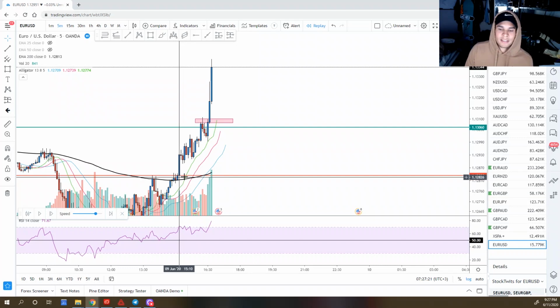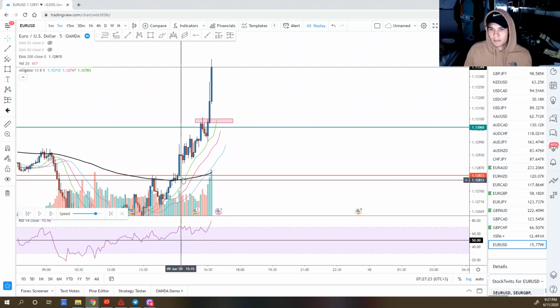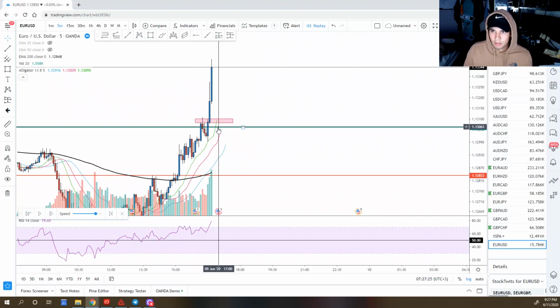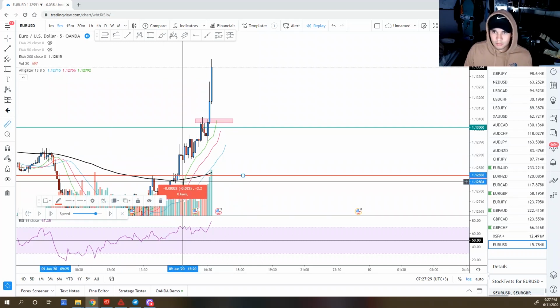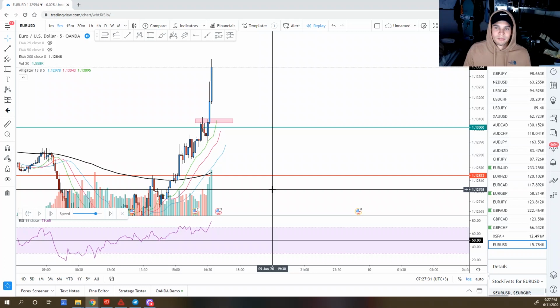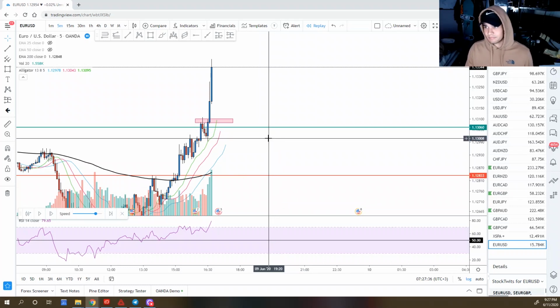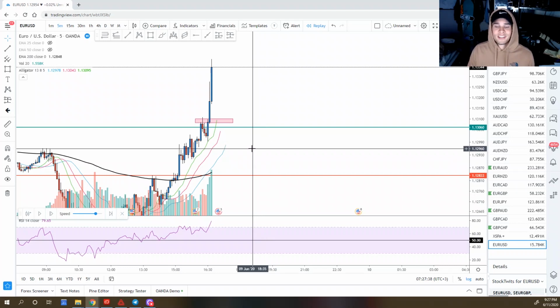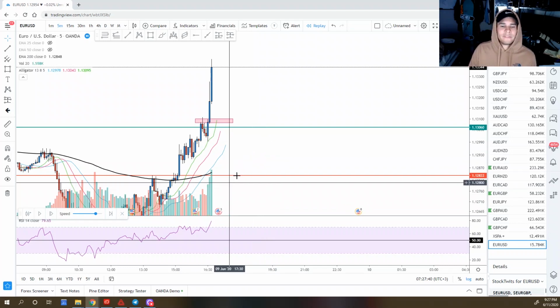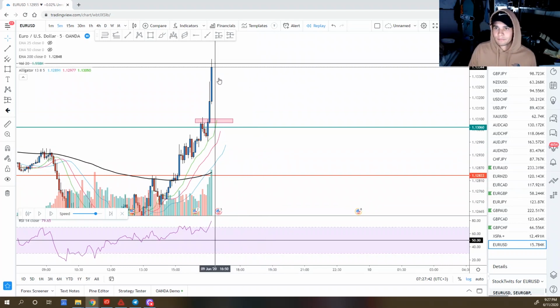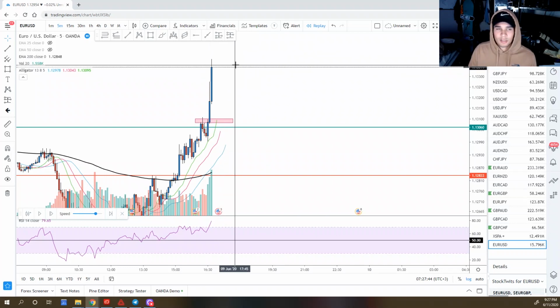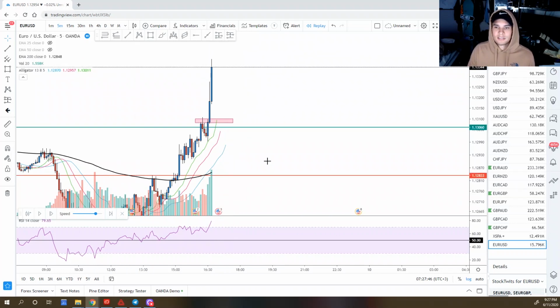Granted, we did take it a little early, but our stop loss was 4 pips. That's almost a 10-to-1 risk to reward ratio. So if you're risking 10% of your account, you just made 50% of your account. So I'm closing out right there, but let's just see where that goes.